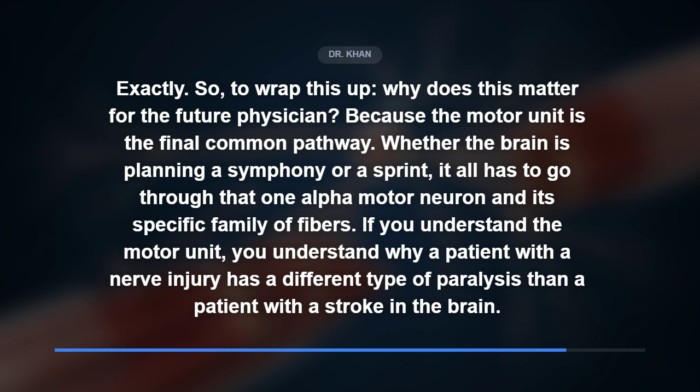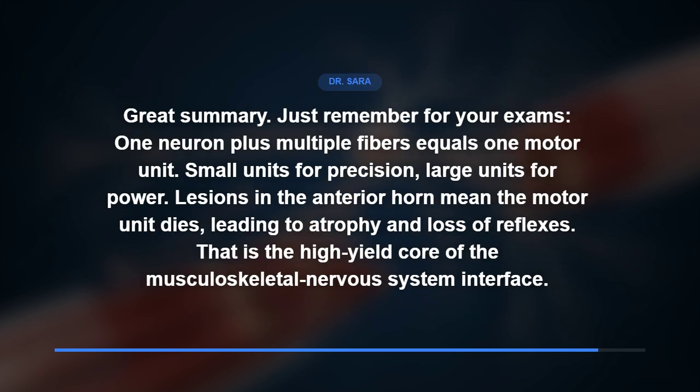Exactly. So to wrap this up, why does this matter for the future physician? Because the motor unit is the final common pathway. Whether the brain is planning a symphony or a sprint, it all has to go through that one alpha motor neuron and its specific family of fibers. If you understand the motor unit, you understand why a patient with a nerve injury has a different type of paralysis than a patient with a stroke in the brain.